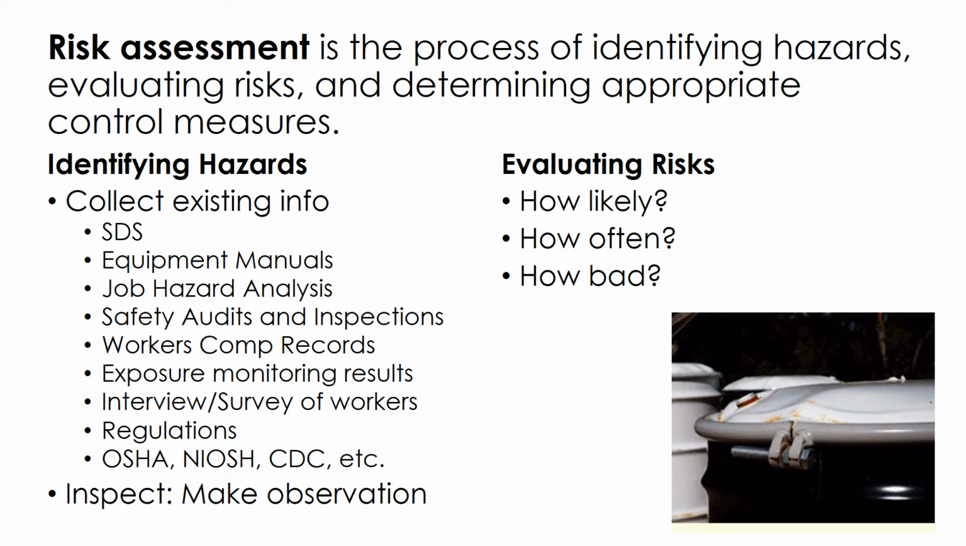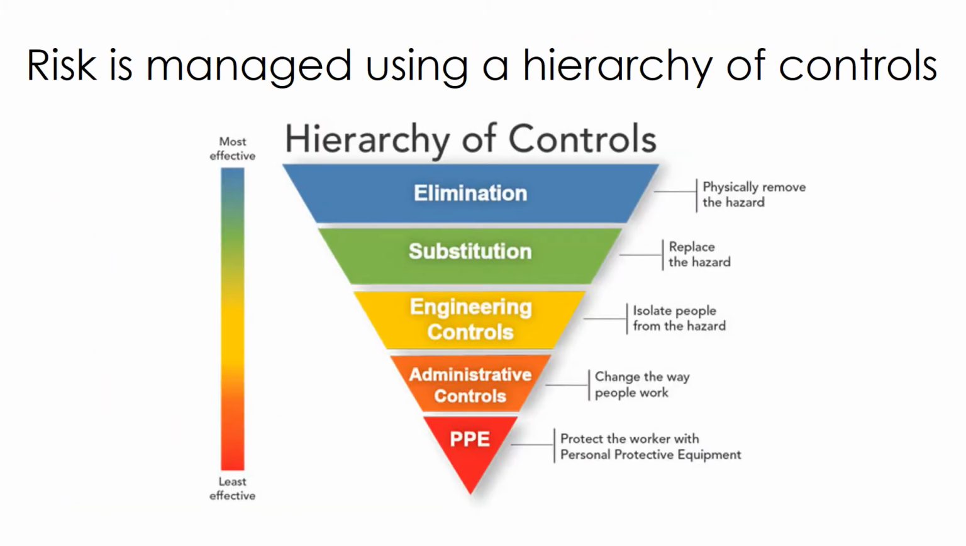It could be minor: bruising, cuts, light abrasions. Serious harm is often reversible and includes loss of consciousness or burns. A major harm is normally irreversible, including loss of sight, permanent disability, respiratory damage, or limb amputation. Obviously, the worst case scenario is that the harm is fatal. Risk is managed using a hierarchy of controls.